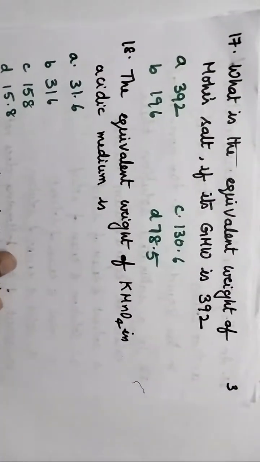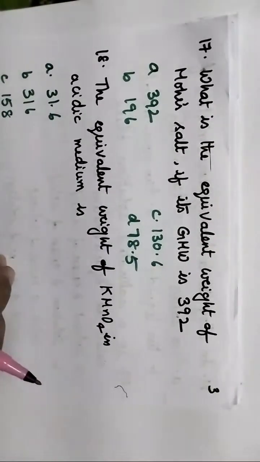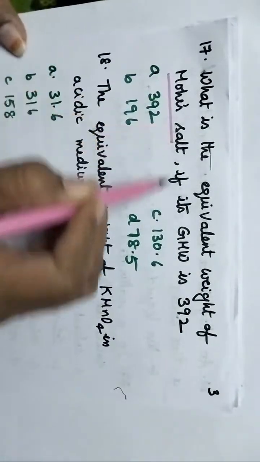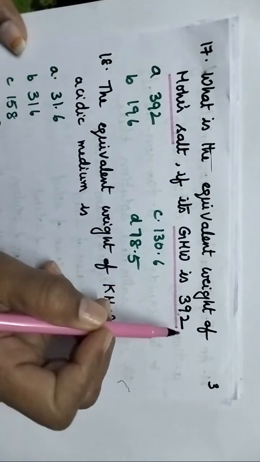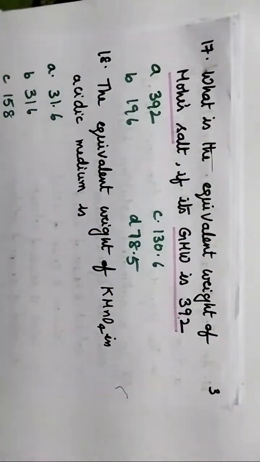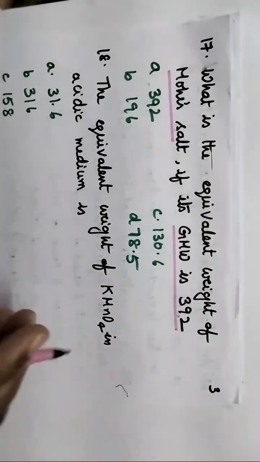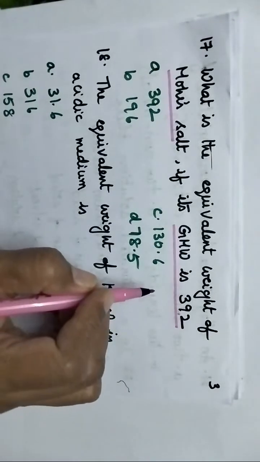Let me discuss the 17th question. What is the equivalent weight of Mohr's salt, if its gram molecular weight is 392? Here I would like to provide a hint. Mohr's salt is ammonium ferrous sulfate.